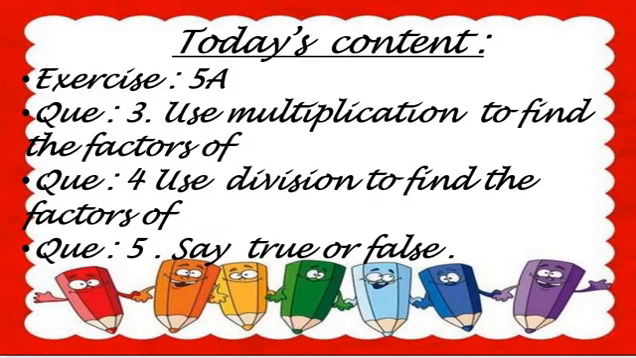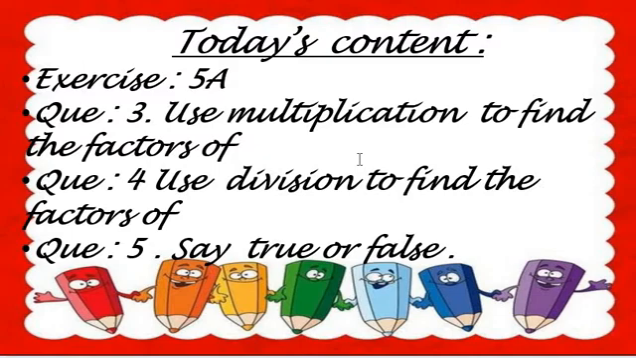Today's contents: exercise number 5a, question number 3, use multiplication. So students, that's the content. Let's check today's contents, exercise number 5a. But which chapter, my dear students? Exercise number 5a, factors. Chapter number 5, factors, and chapter number 6 exercise we are going to learn too. Today we are going to learn exercise number 5a, question number 3, use the multiplication to find the factors of. Of means the numbers we check in a question.